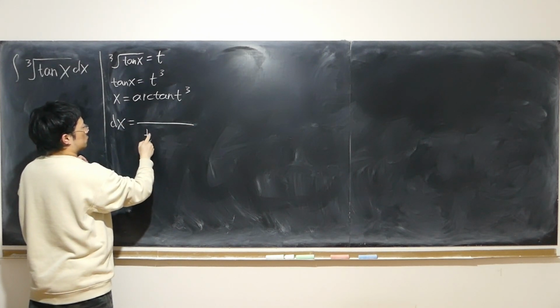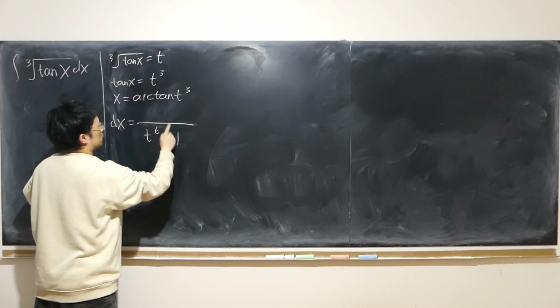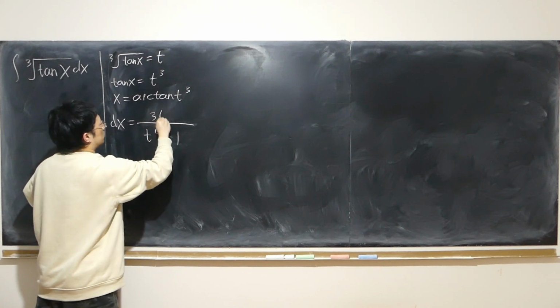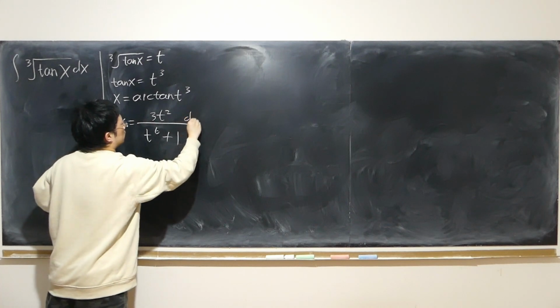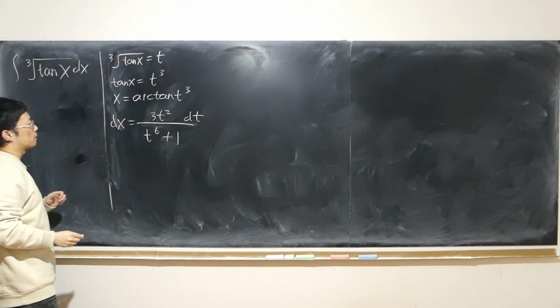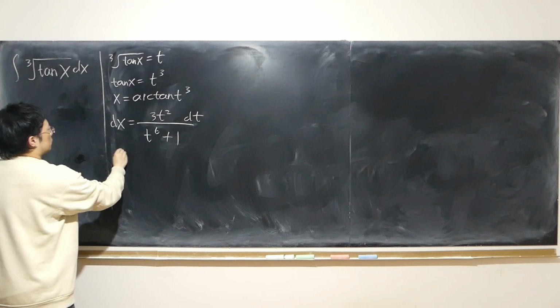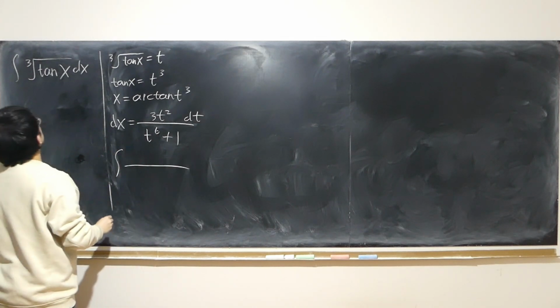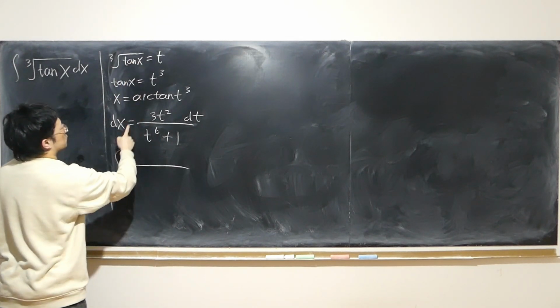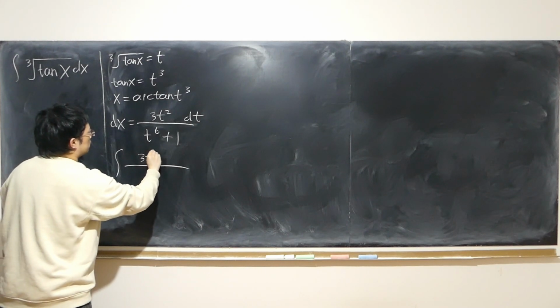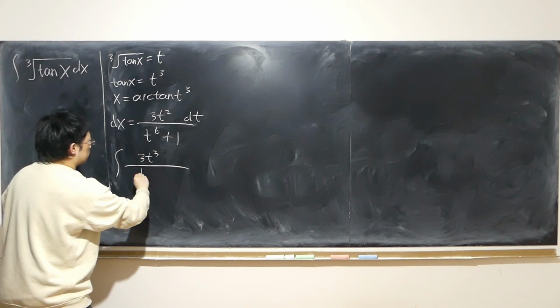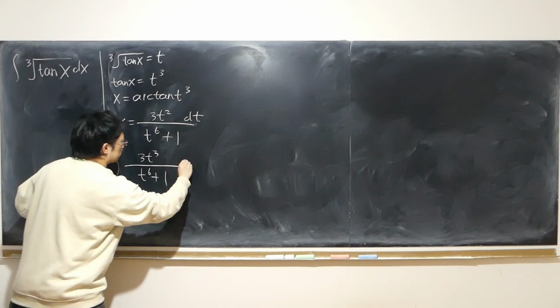1 over (t cubed) squared plus 1, so t to the 6 plus 1. Differentiate the inside: 3t squared dt. So now the desired integral is equal to t times 3t squared over t to the 6 plus 1 dt.